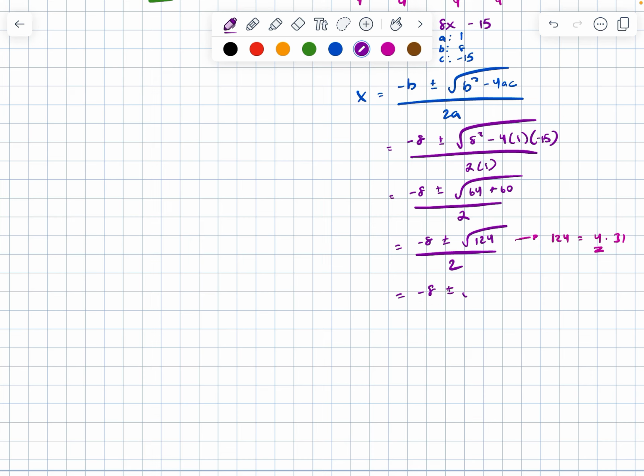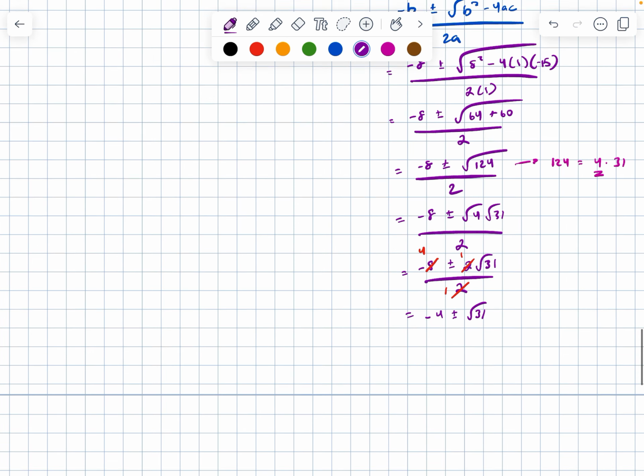So I can break this down using my product property. Here's negative 8 plus or minus the square root of 4 times the square root of 31 all over 2. I know that negative 8 plus or minus 2 root 31 over 2 is my simplified form here. And last but not least, notice that all of these coefficients are divisible by 2, which reveals that my final answer should be negative 4 plus or minus the square root of 31.